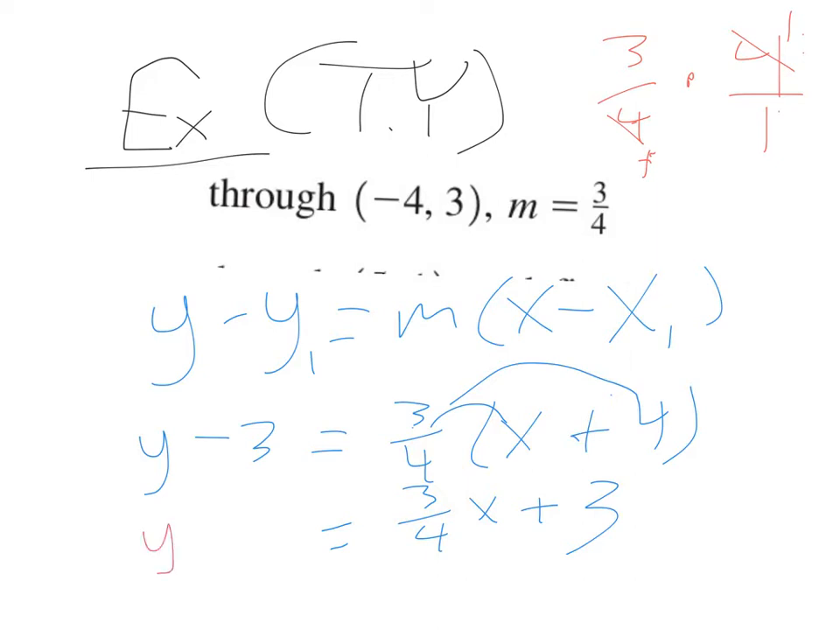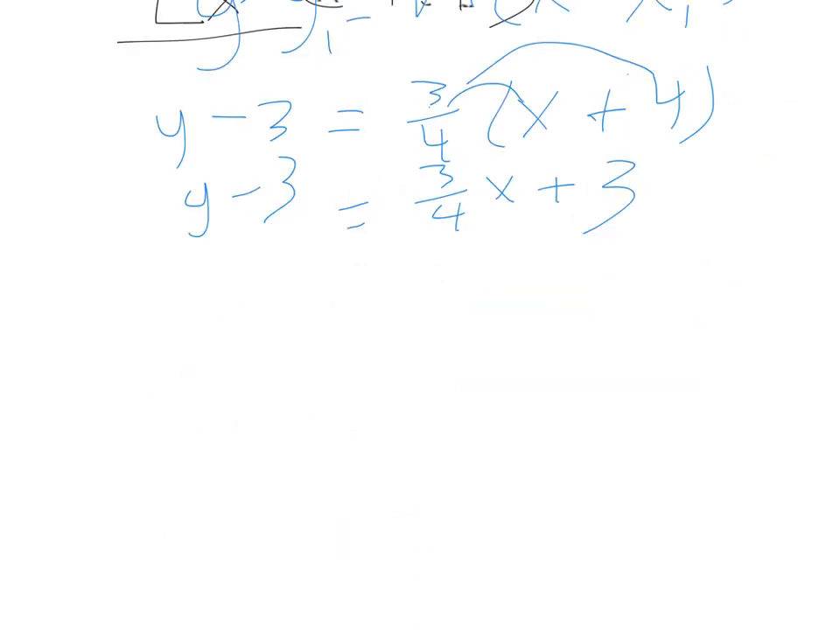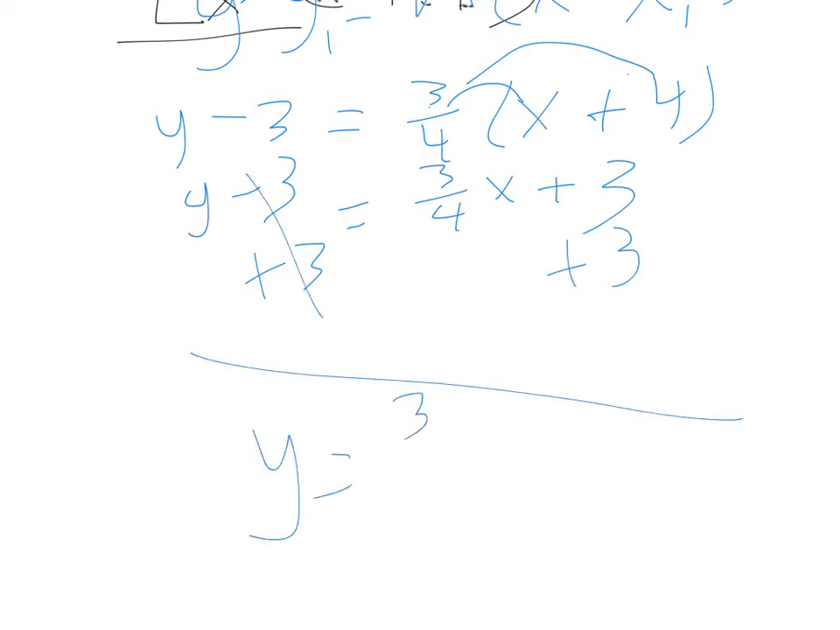And then you have y minus 3. So if you add 3 to both sides, y is equal to 3/4 x and then plus 6.